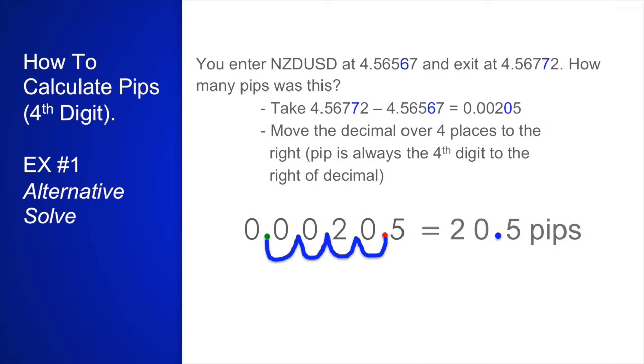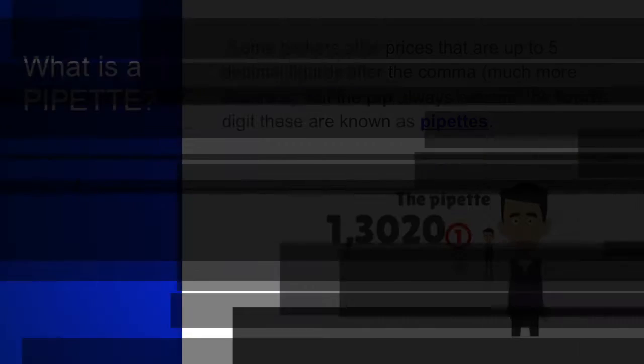slide that thing over 4 places, you will get the same answer. So here's what it looks like written out for you, for those of you who are visual people. See how I took the decimal and I slid it? 1, 2, 3, 4, equals 20.5 pips. Super easy. We're going to do another example, don't worry.